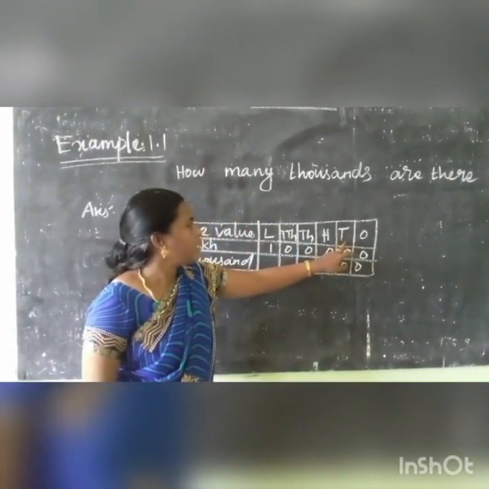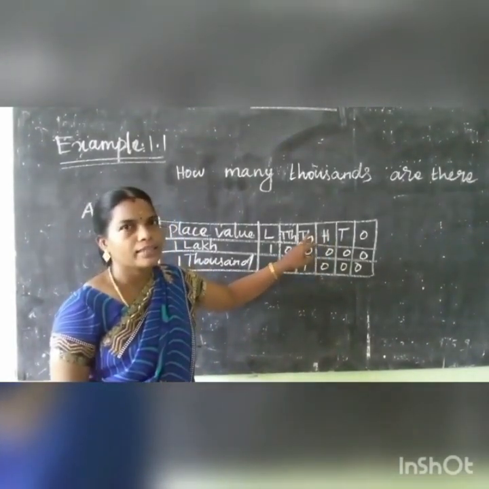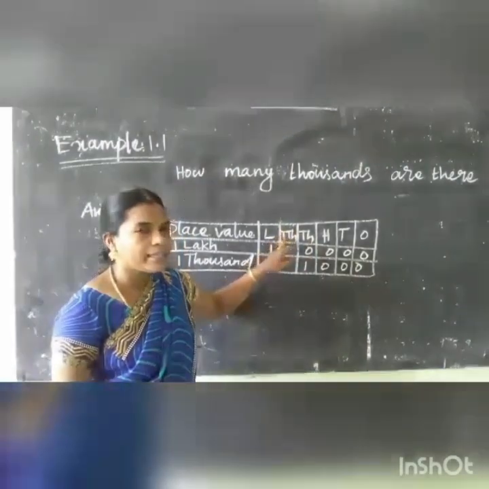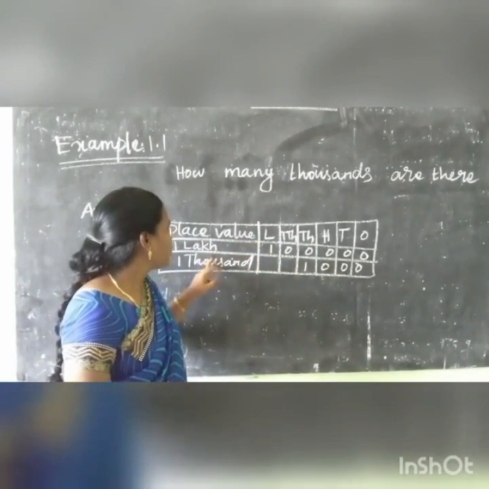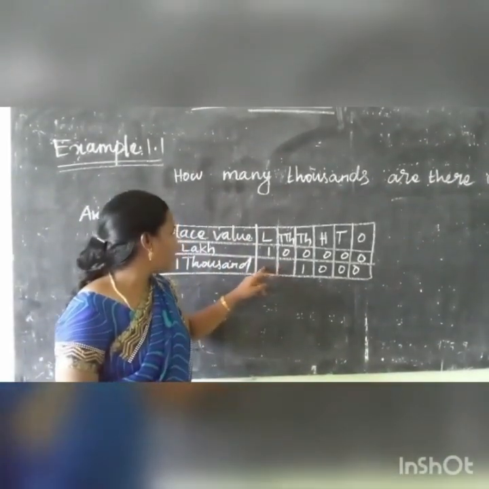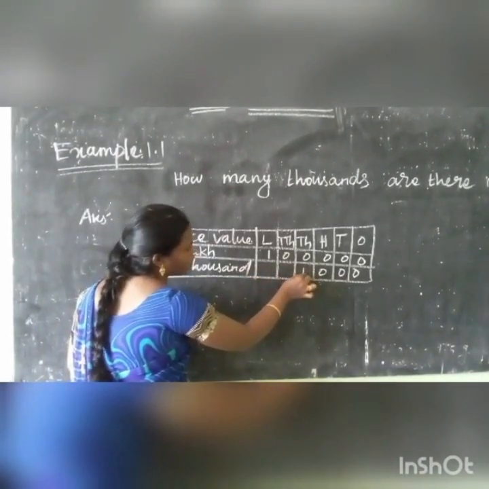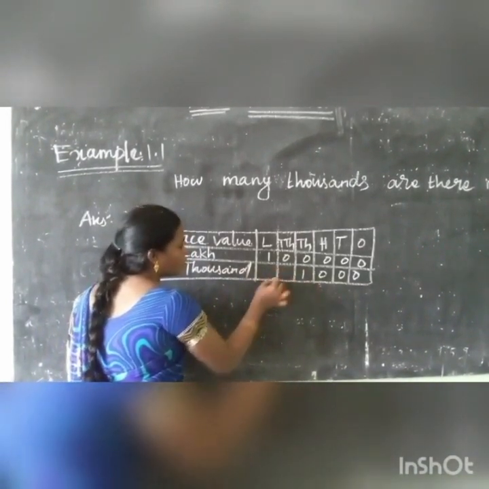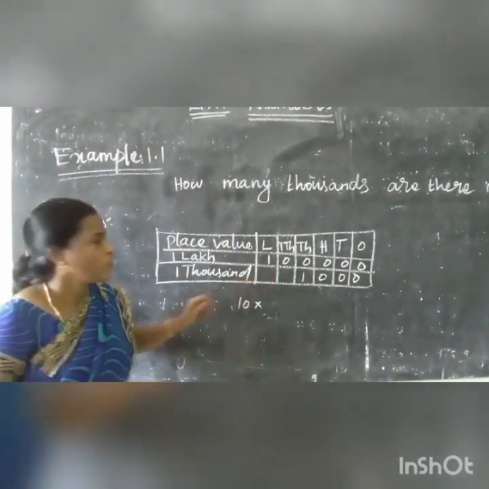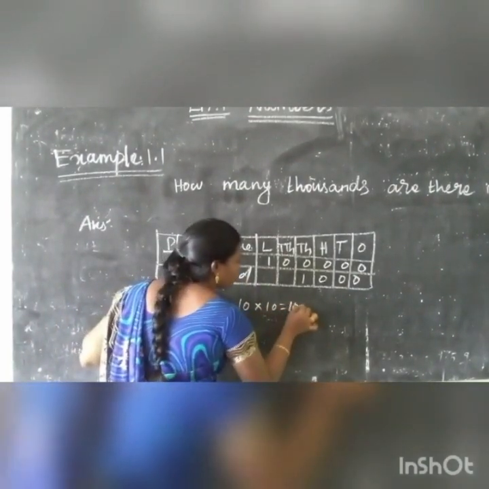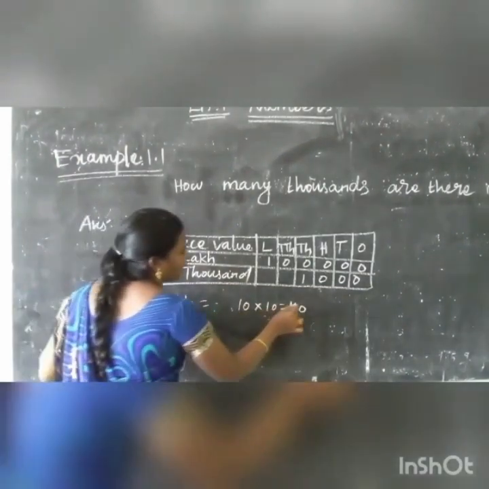10 times 10 equals 100. 10 times 100 equals 1,000. 10 times 1,000 equals 10,000. 10 times 10,000 equals 1 lakh. So this place is 1,000, and 10 times 10,000 gives lakh. So 1 lakh equals 10 into 10, that is 100 times 1,000.